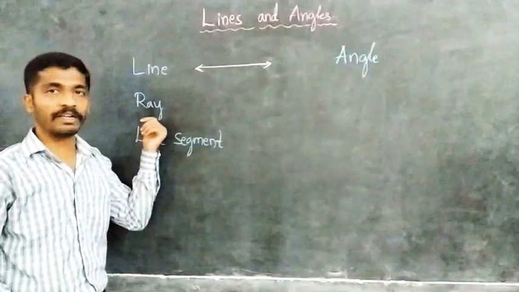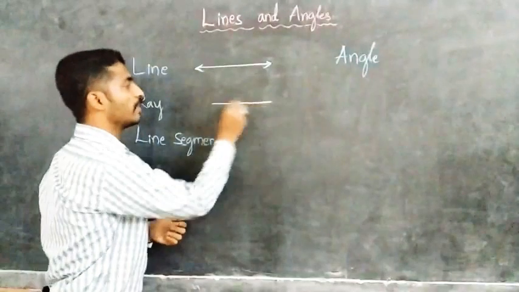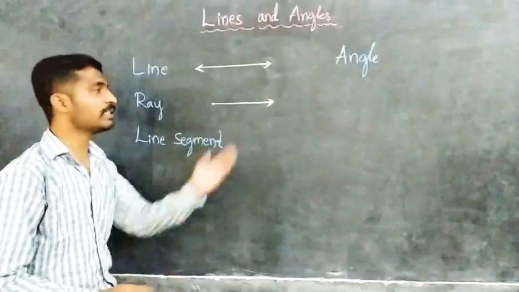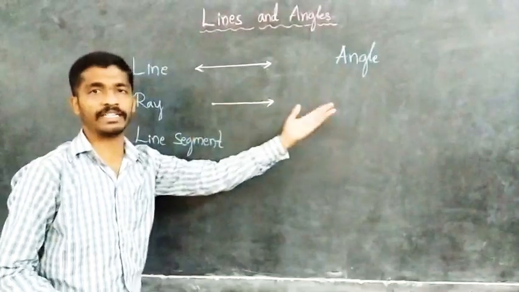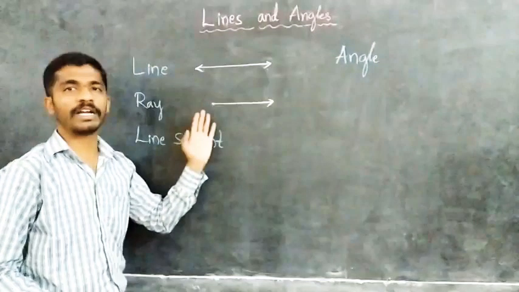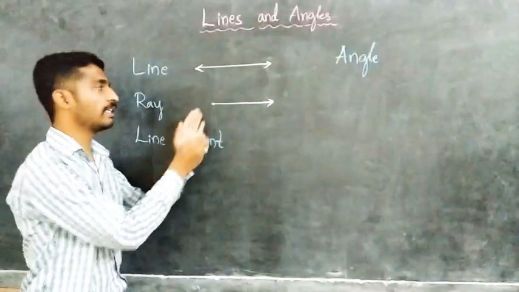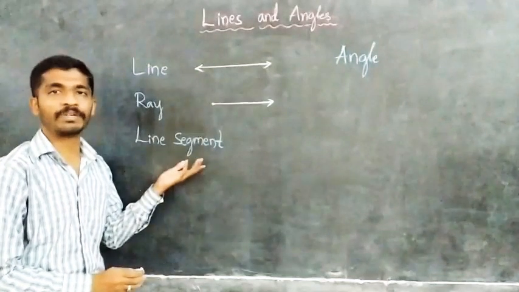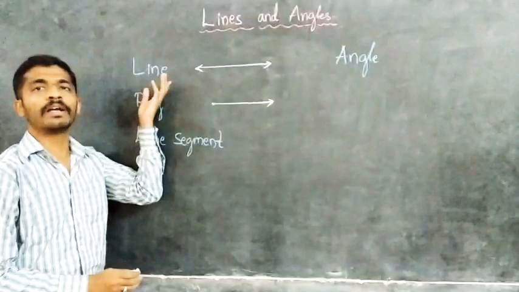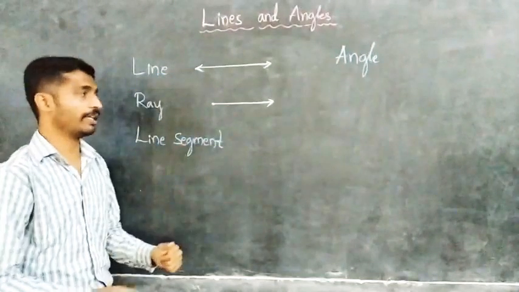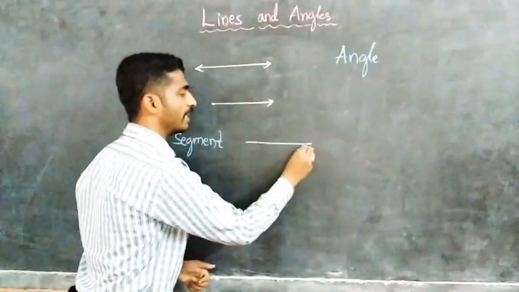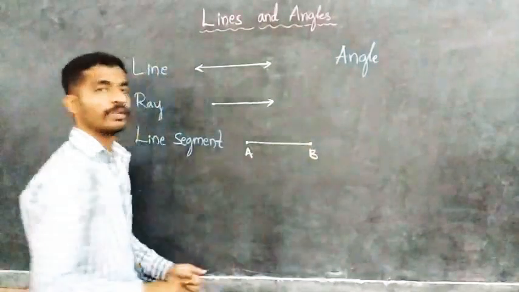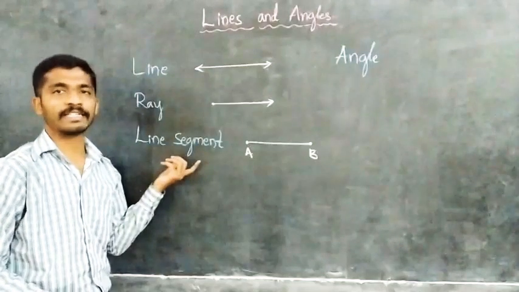Next is a ray. A ray means a line with one end point and an arrow mark on the other side. At the arrow mark you can extend it, but at the end point you can't extend. Here it only stops at the end point. Next one is a line segment. A line segment is nothing but a part of a line having two endpoints. If I take two endpoints, let's call them A and B. AB is a line segment.